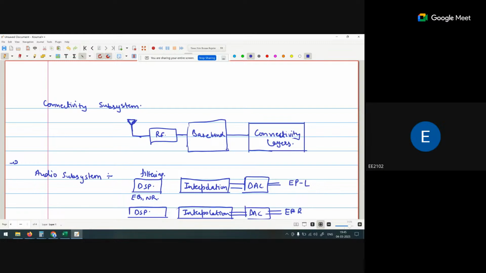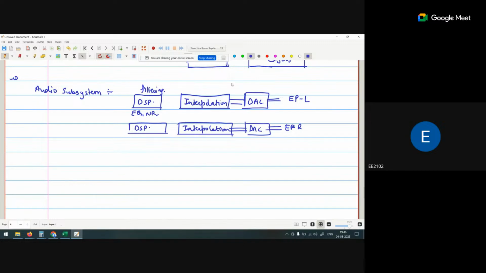Similarly, in the audio system, we have a microphone also. In the case of the microphone, the system is completely different. It is a reverse process. For the earphone path, it goes from DSP to interpolation, interpolation to DAC, and DAC to the earphone.